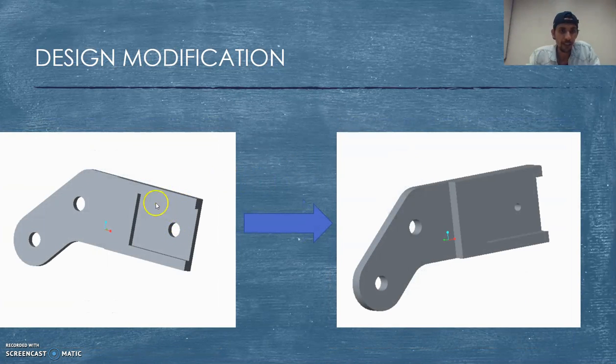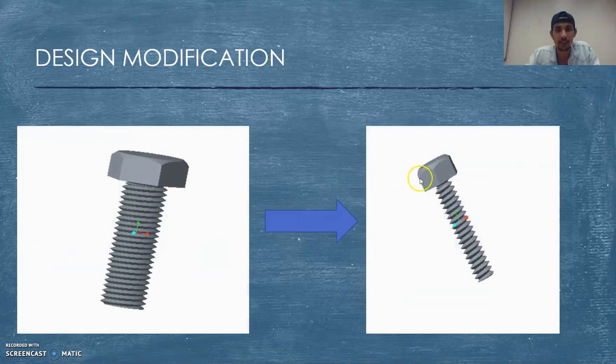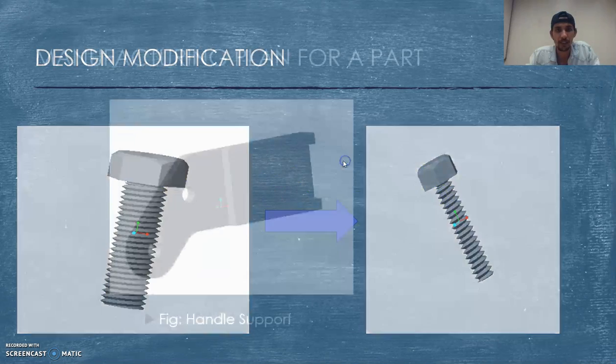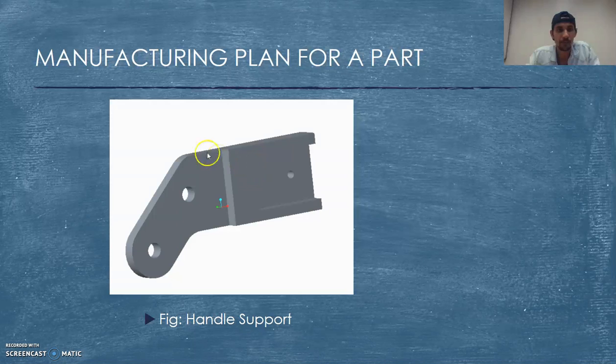Similarly, the holes in the handle support and handle were larger than required, so I redesigned them with a smaller hole in the handle support and in the handle as well. This is the redesigned bolt for the handle support.